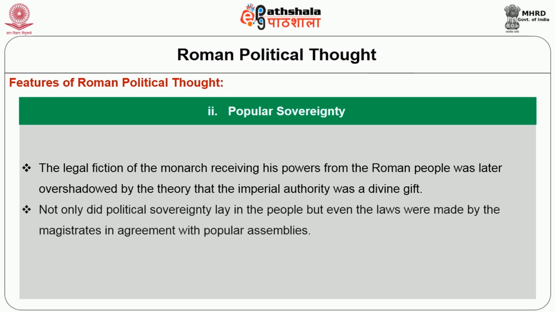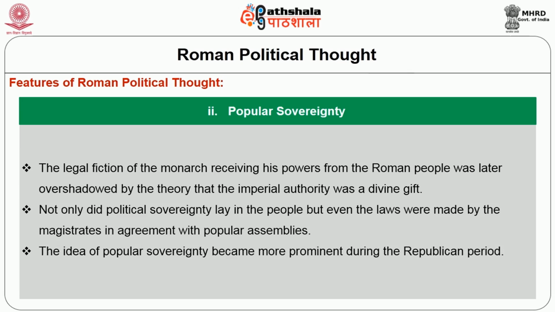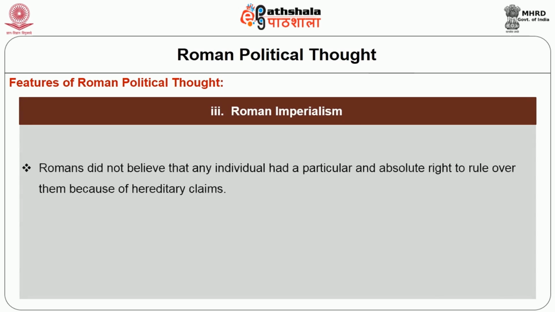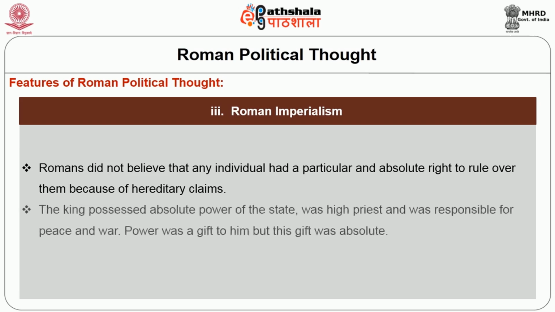Not only did political sovereignty lie in the people, but even the laws were made by magistrates in agreement with popular assemblies. The idea of popular sovereignty became more prominent during the Republican period. Roman imperialism. Romans did not believe that any individual had a particular and absolute right to rule over them because of hereditary claims. The king possessed absolute power of the state, was high priest, and was responsible for peace as well as war. Power was a gift to him, but this gift was absolute.